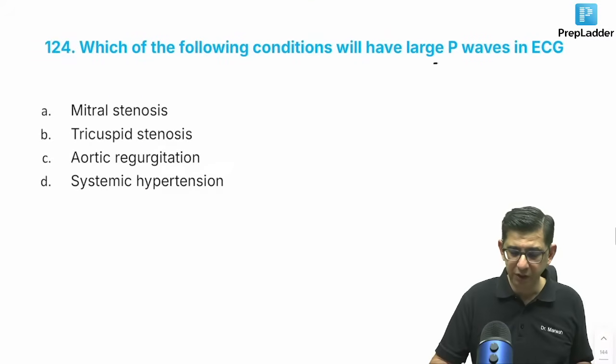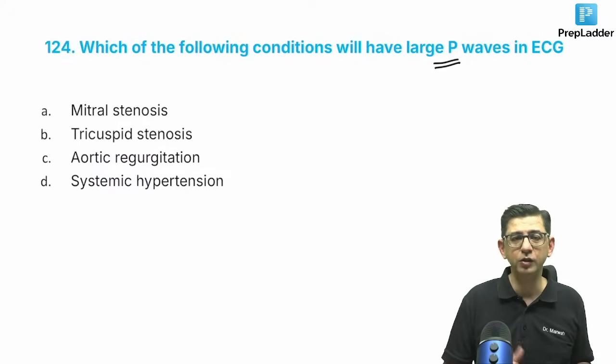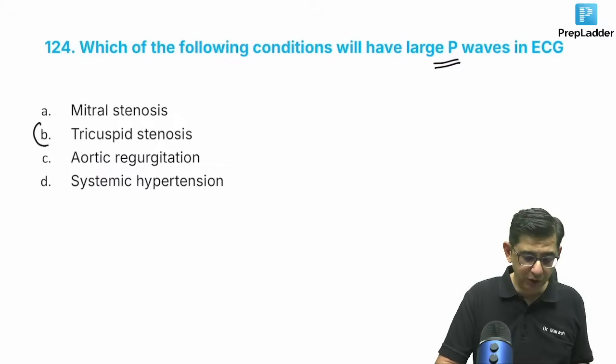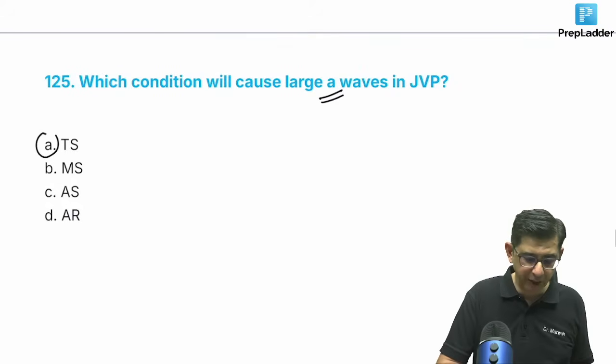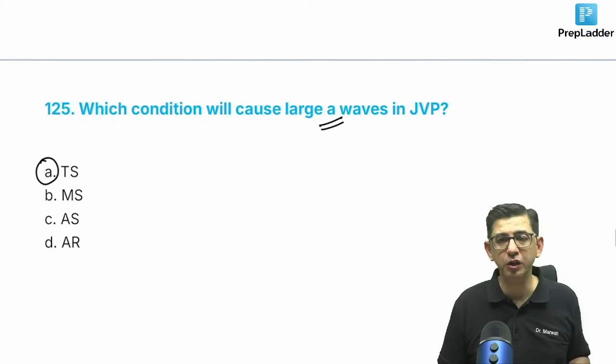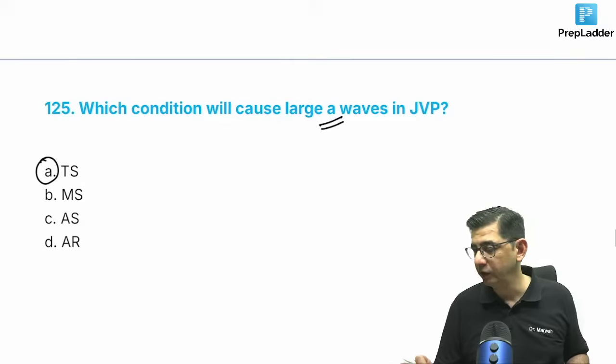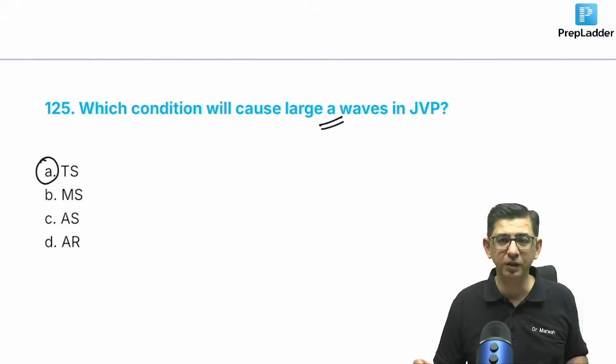For large P waves, I was having options between mitral stenosis, tricuspid stenosis. So we'll go with TS at the moment because I think there were 2 questions. One was A wave and second was for both of them, we'll go with tricuspid stenosis. Large A waves in JVP. Do comment whether there was large A wave present in the question or not. Quickly check, whether it was large P wave or large A wave.